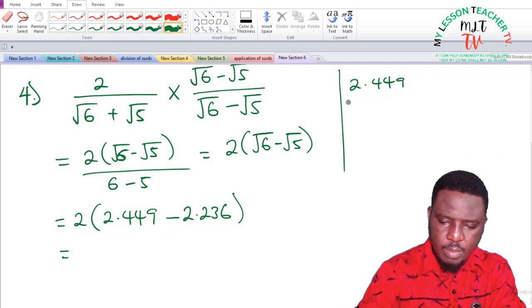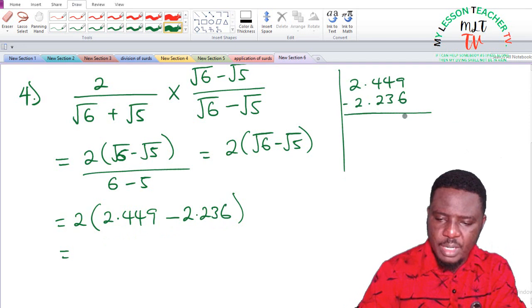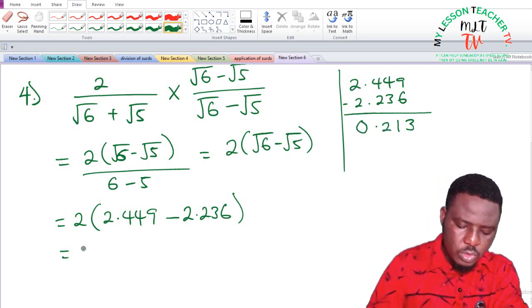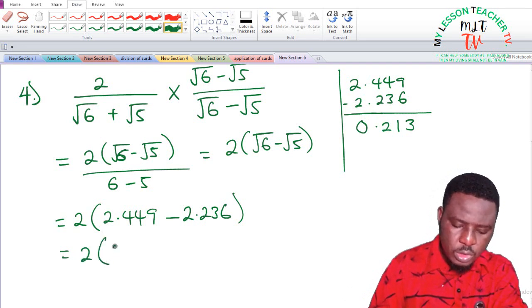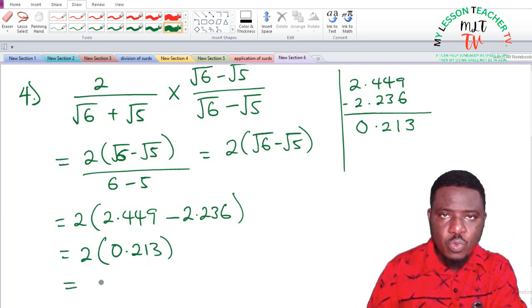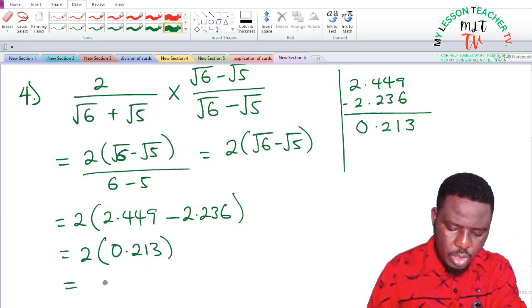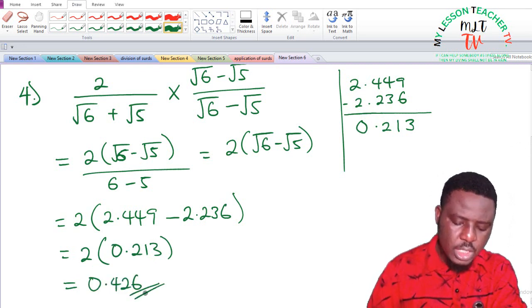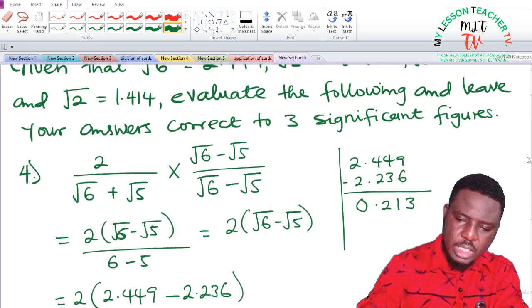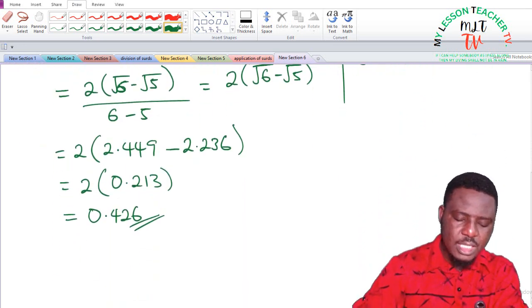2.449 minus 2.236. 9 minus 6 is 3. 4 minus 3 is 1. 4 minus 2 is 2. And 2 minus 2 is 0. So this becomes 2 into 0.213. And when you multiply 0.213 by 2, you will have 0.426 as your answer. The question says we should leave it to 3 significant figures, and this is in 3 significant figures.